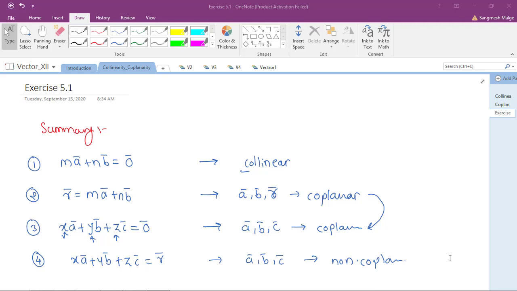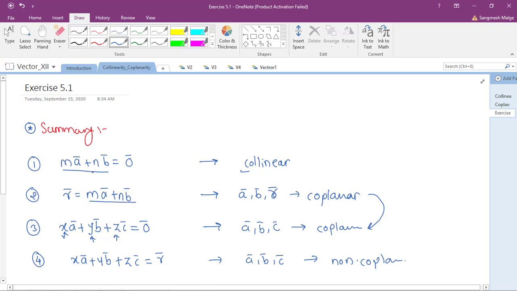Hello friends, till the last class we have seen the collinearity and the coplanarity of the vectors. So this was the summary of our last class, and this is very important. If the linear combination of two vectors is equal to 0, then we say they are collinear vectors, and if the linear combination is not equal to 0, then we have coplanar vectors. See here, this is equal to 0 and this is not equal to 0.